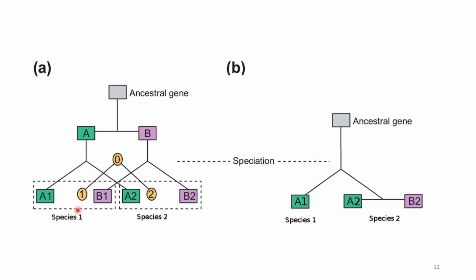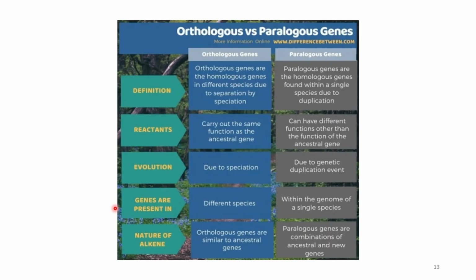Orthologs appear when, like A1 and A2, they are in two different species. So there is a speciation happening, and that's what has led to the orthologs. A1 and A2 are orthologs, correct. Orthologous genes carry out the same function as the ancestral gene, but paralogous genes can have different functions other than the function of the ancestral gene.